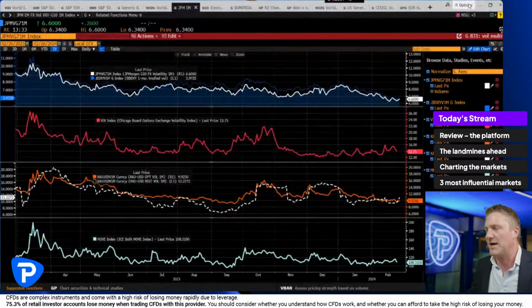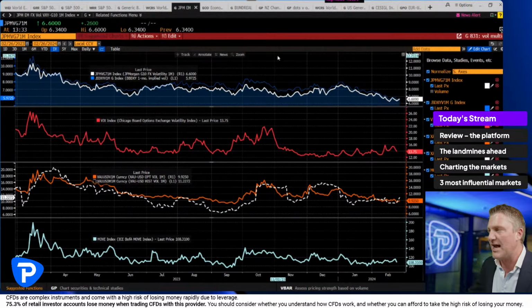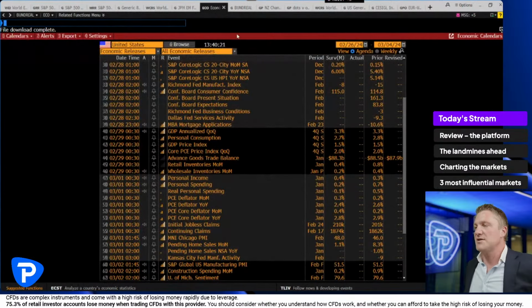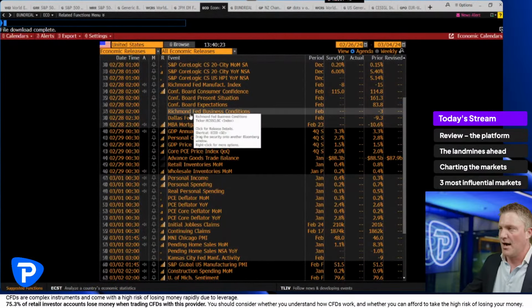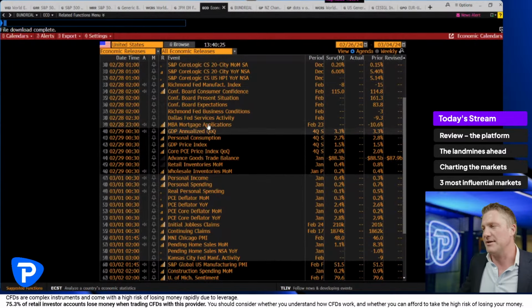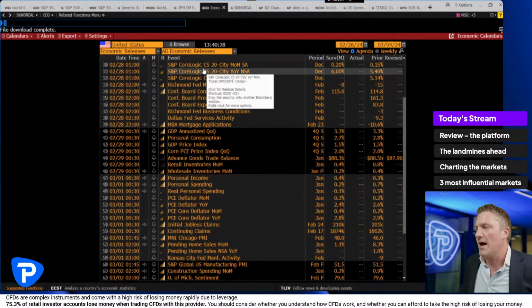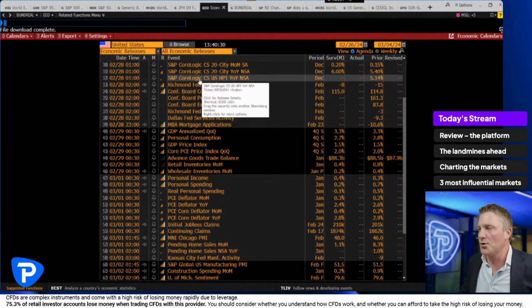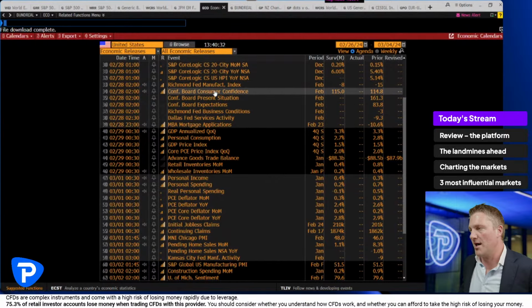So let's have a look at what's expected for the week ahead. Let's have a look at the landmines that we've got ahead of us. Now, of course, in this situation, let's go to the calendar for the US and see how this plays out into markets before we go to the charts. We've got Core Logic House Price Index, not expecting that to be a market mover.